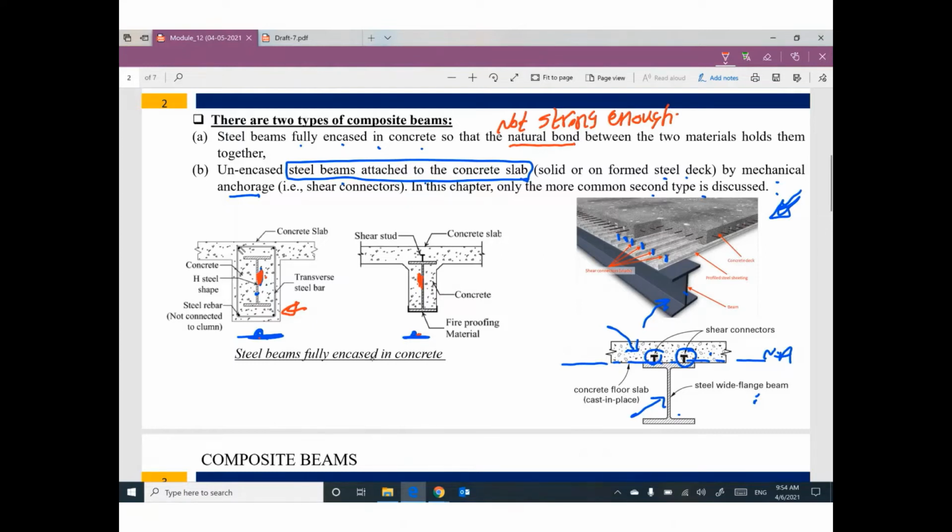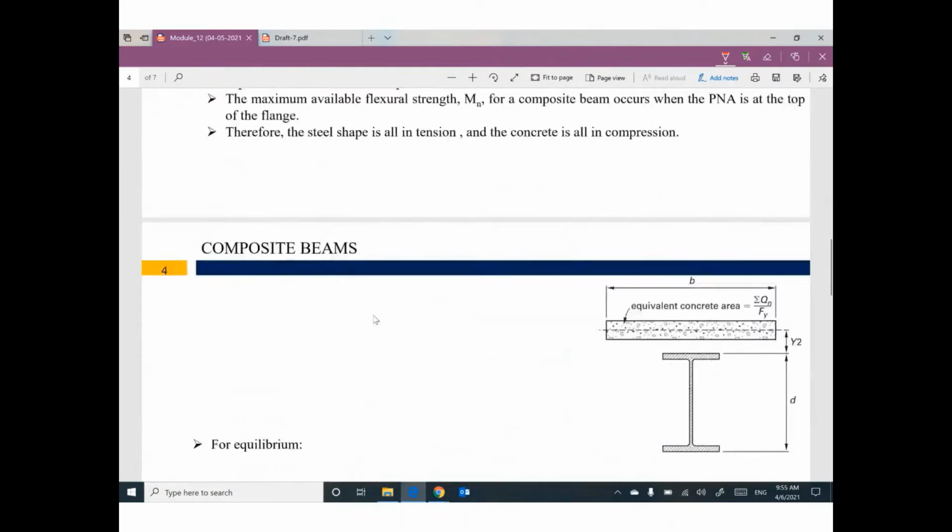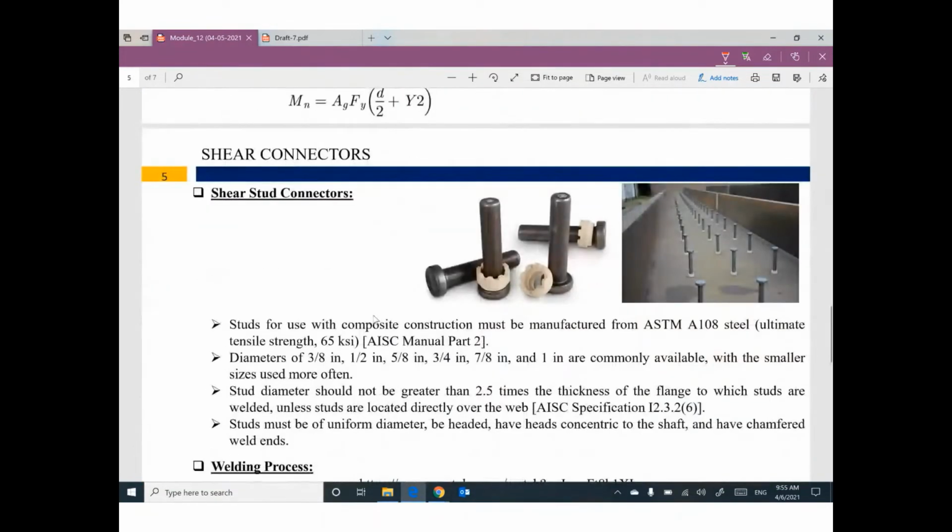But this one, can you see this anchor? I will show it to you later. This anchor has a head, and the concrete will form around it. So I believe we have mechanical bond or mechanical interaction or mechanical composite action between the concrete and the steel beam.